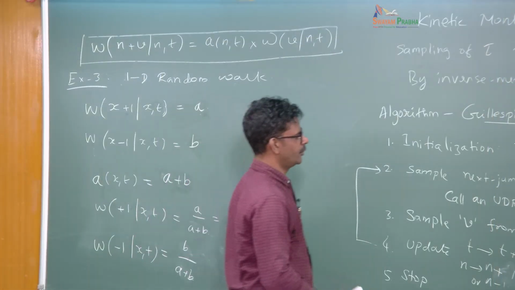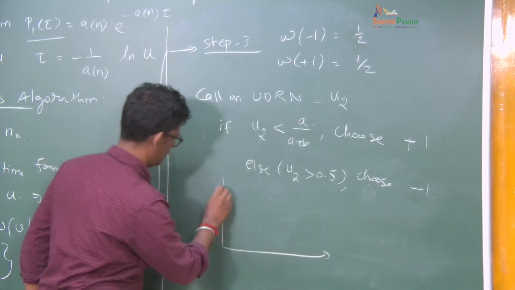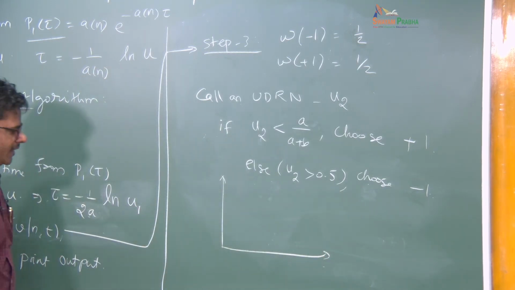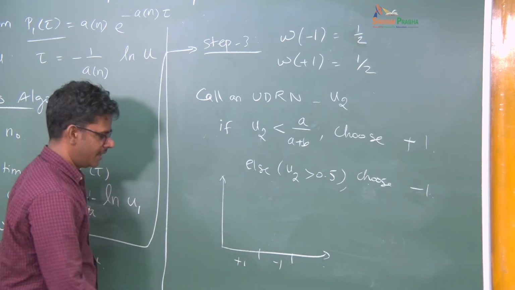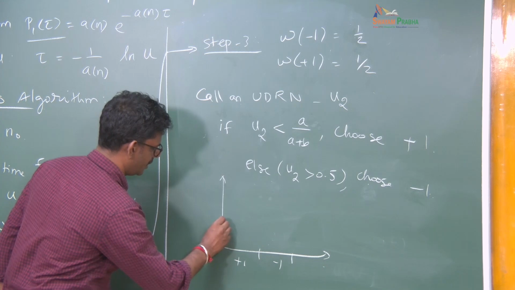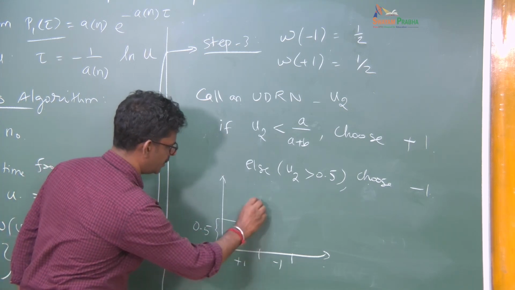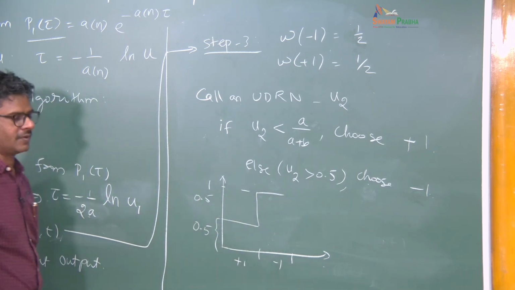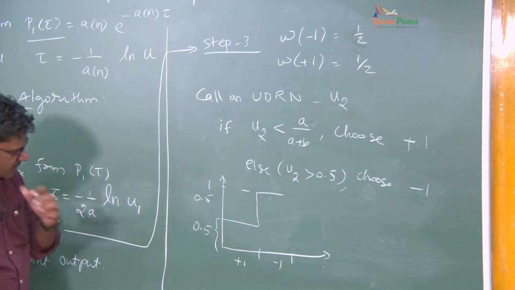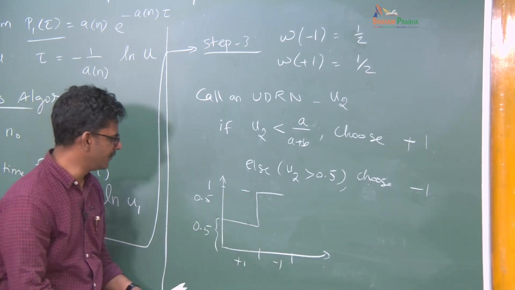So, what I am actually doing here, if you think carefully, is thinking about a cumulative probability. So, I have two states, plus 1 and minus 1. Let us say this is a probability of 0.5, and then this is another probability of 0.5. So, total is 1. So, now the probability for plus 1 is 0.5 and the probability for minus 1 is 0.5. So I have constructed a cumulative distribution.